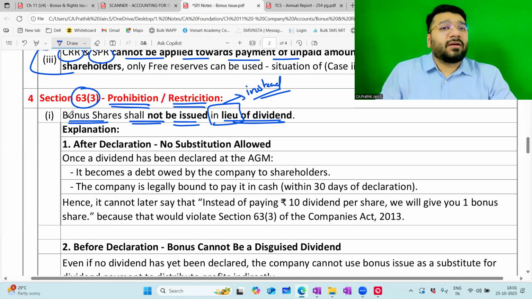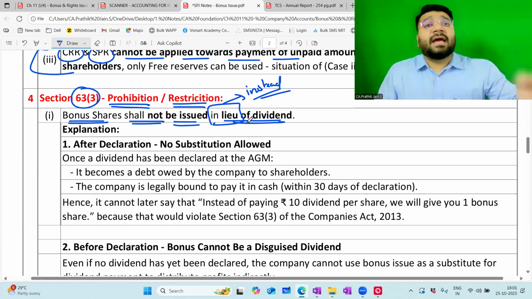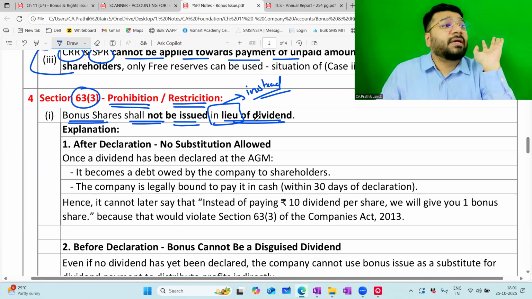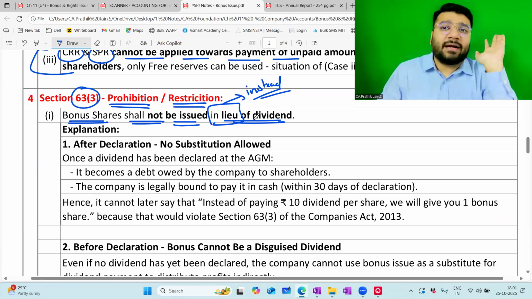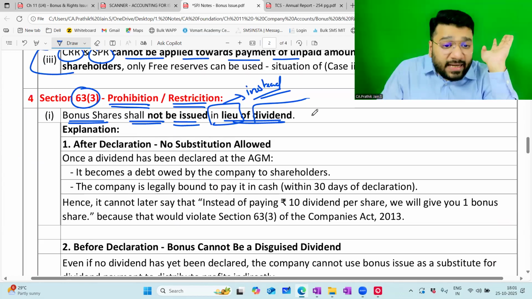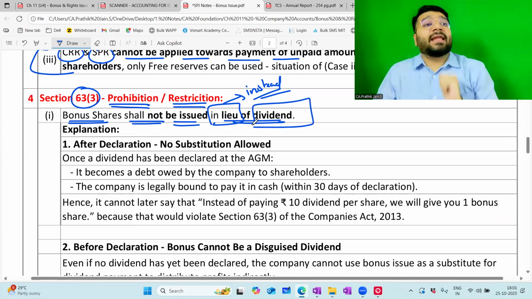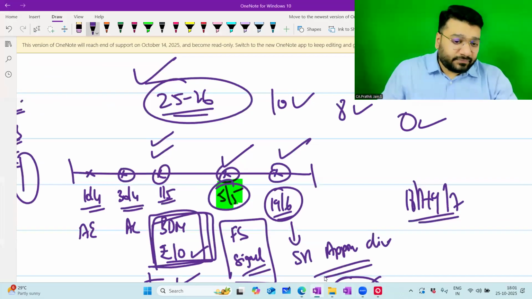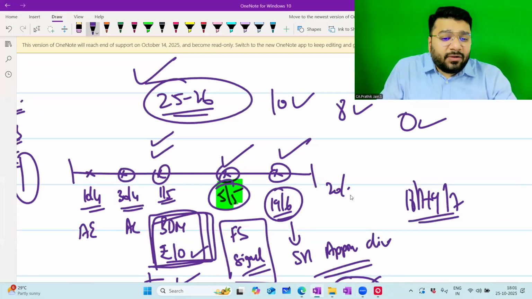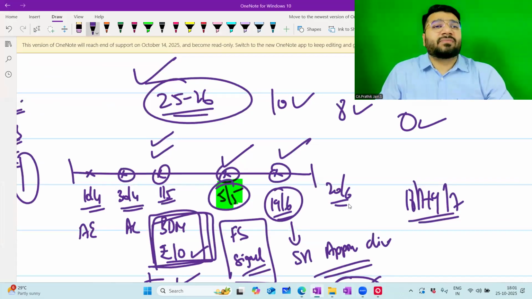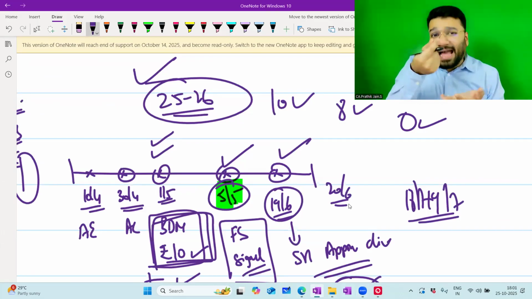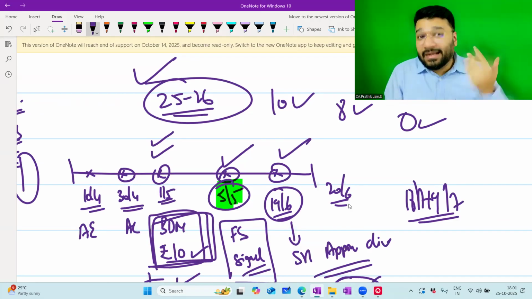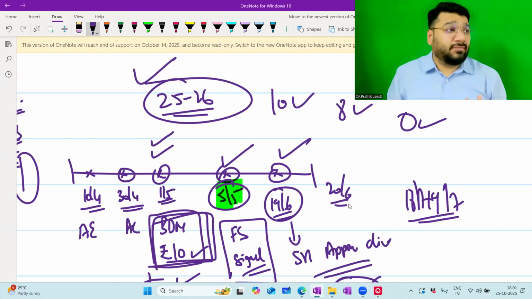So basically, I'm telling you, the company has decided in the AGM to declare dividend and declared. Now dividend is declared. After declaration, on the 20th of June, the company comes and tells shareholders, we don't have sufficient money. Instead of dividend in cash, take bonus. Take bonus. Can the company do that?